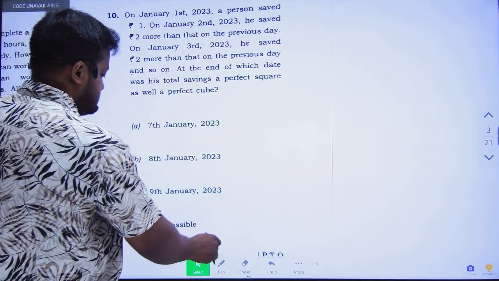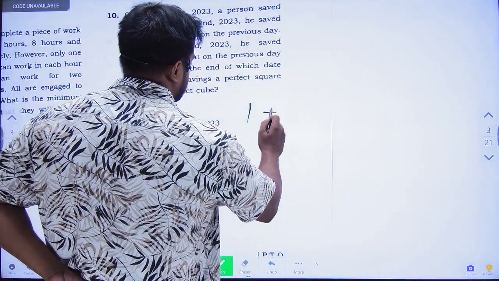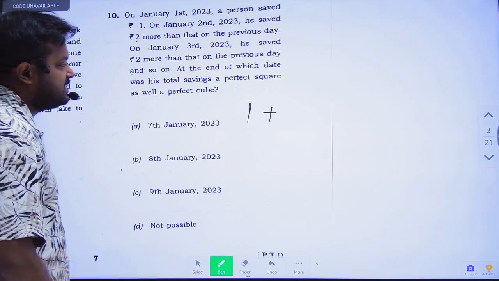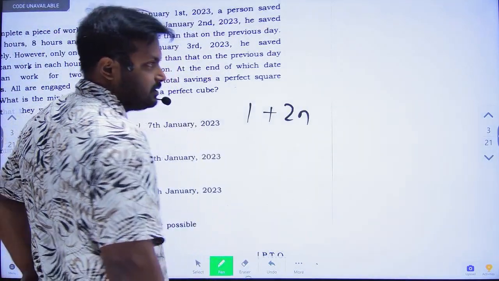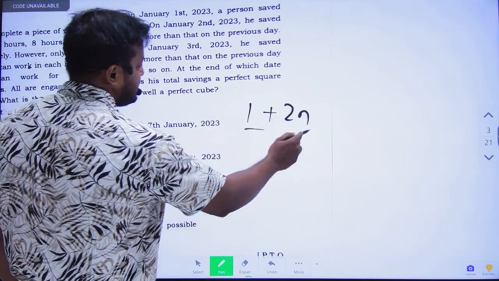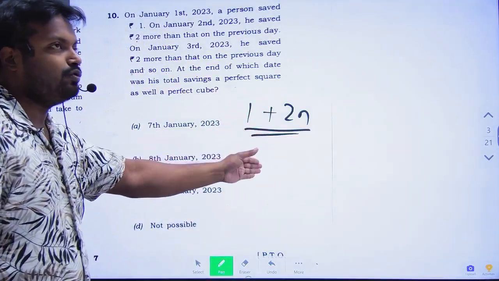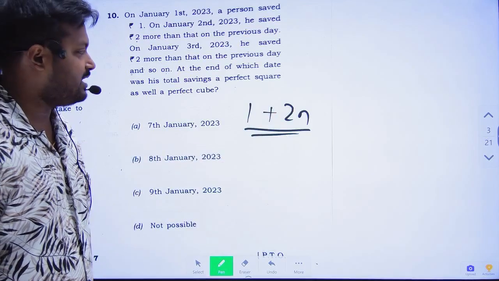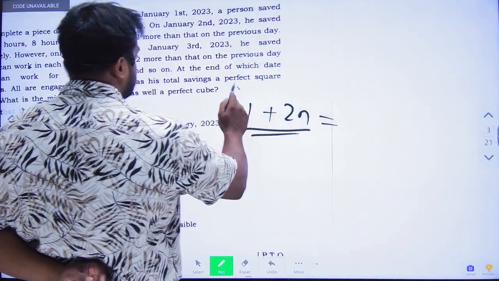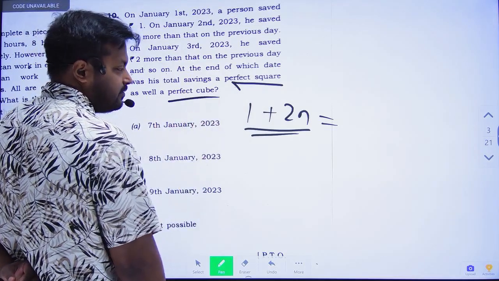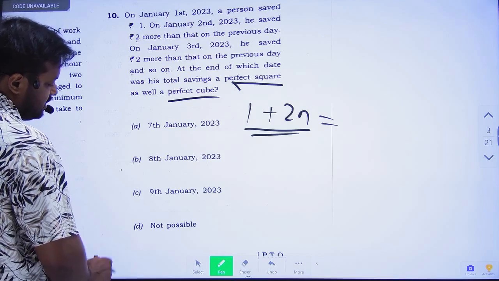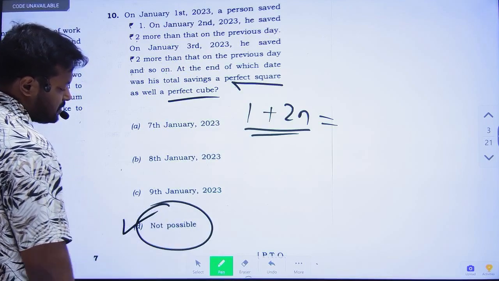Okay, first day it was 1, then next day 2 more than previous, so it's going on at a multiple of 2. The format is like this: first day 1, then 2 more than previous, then likewise. So 1 plus 2n, fine. And this has to be a perfect square as well as a perfect cube. So the answer in this case would be not possible. Option D will be correct.